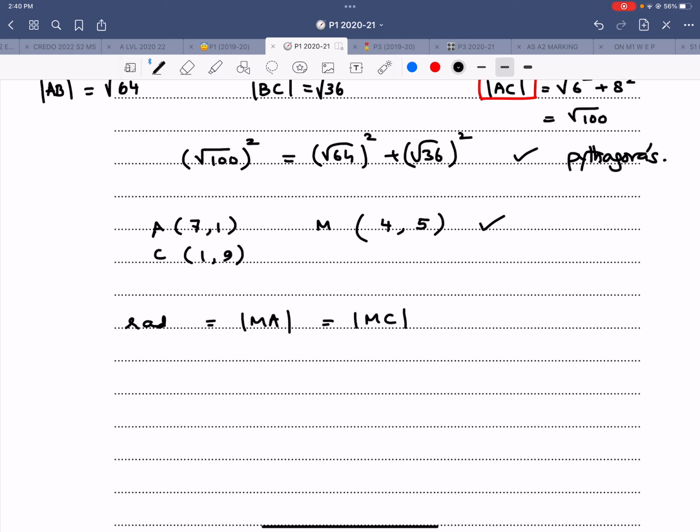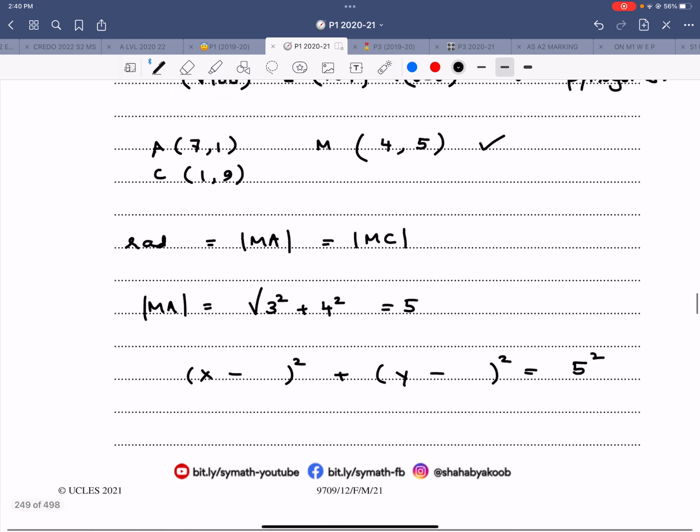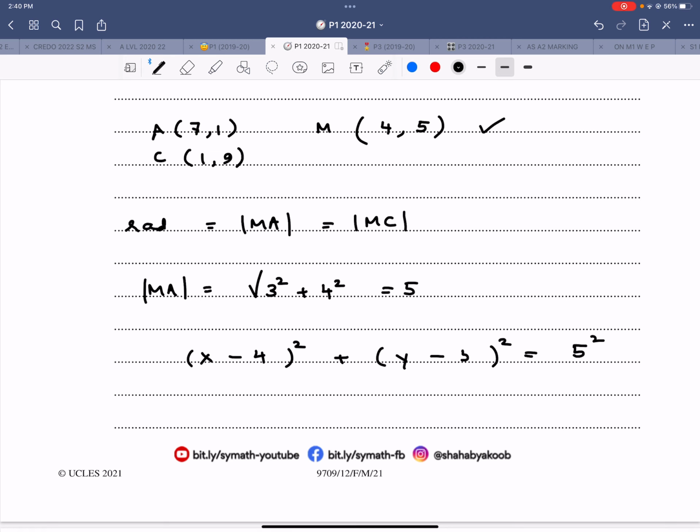So let me calculate MA. 7 minus 4 is 3 squared. 1 minus 5 is 4 squared. Another smooth number. That comes out to be 5. Therefore, the equation of a circle is x minus h whole squared, y minus k whole squared is equal to r squared. What is the center? 4 and 5. That is the equation of the circle.